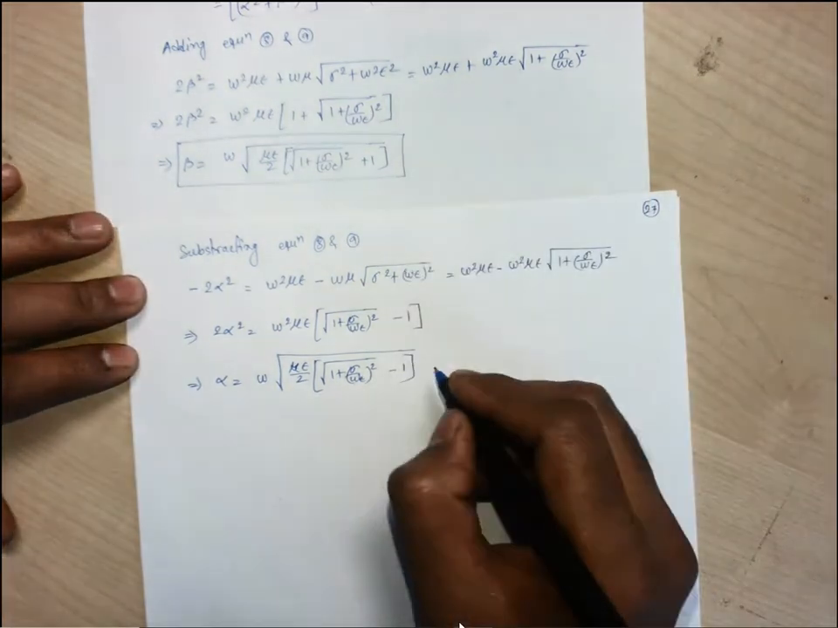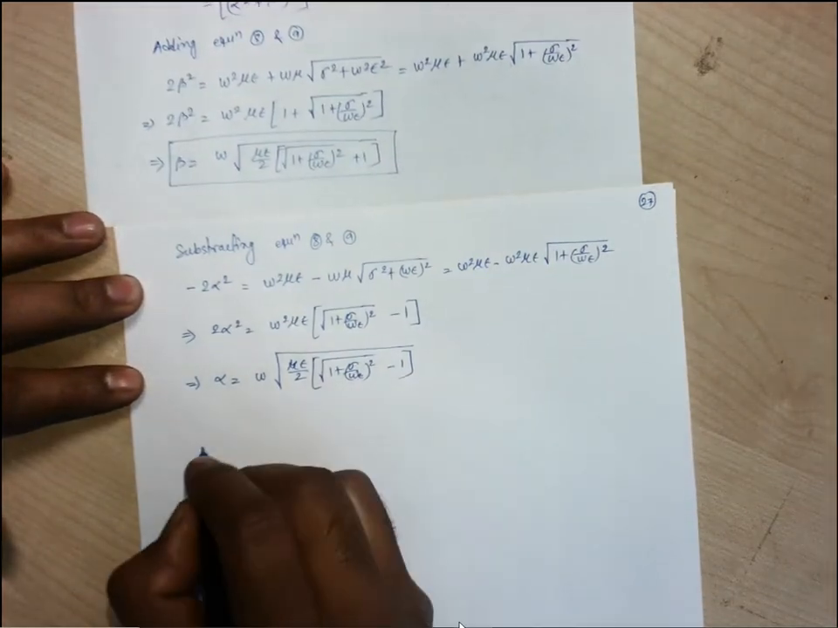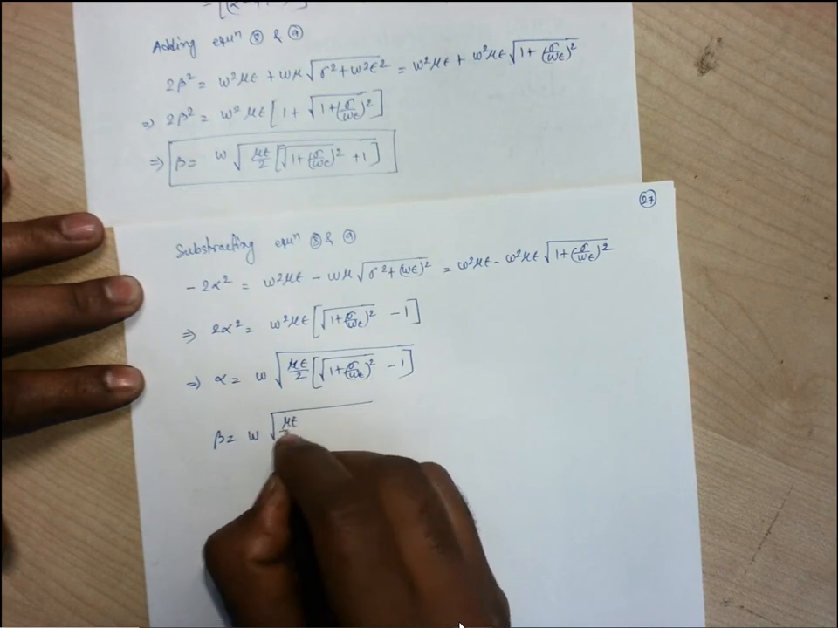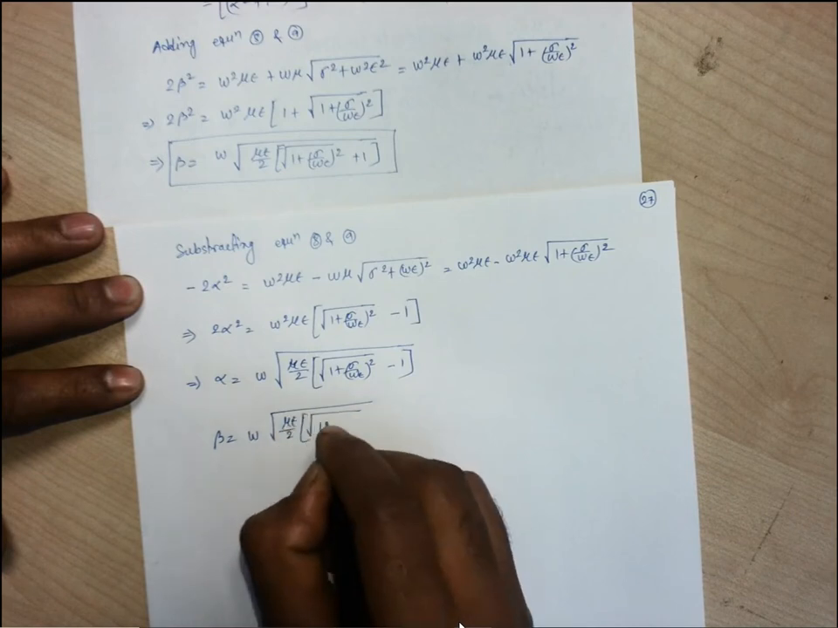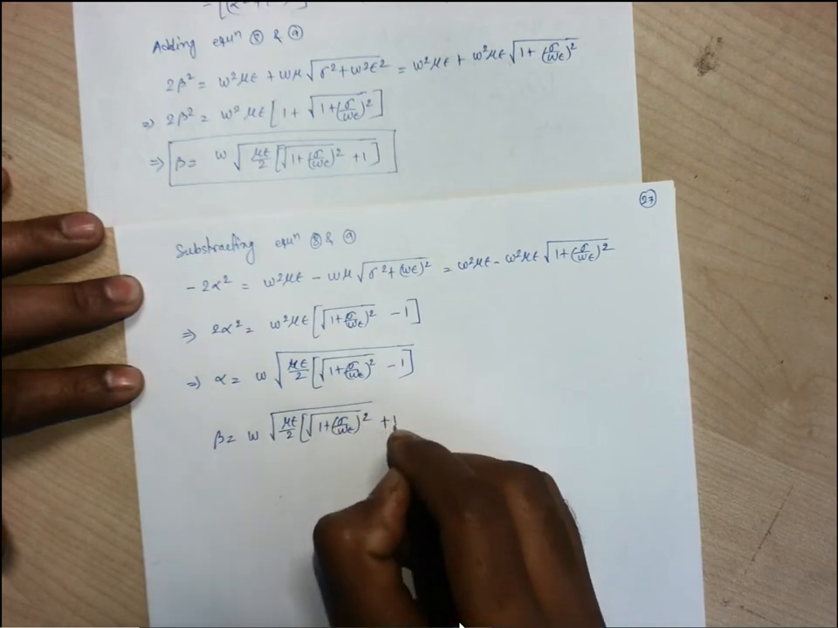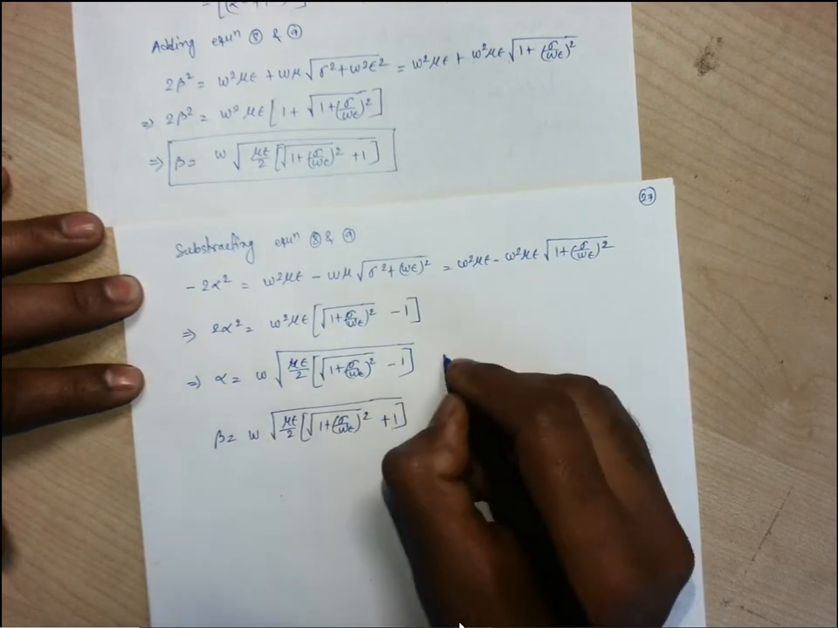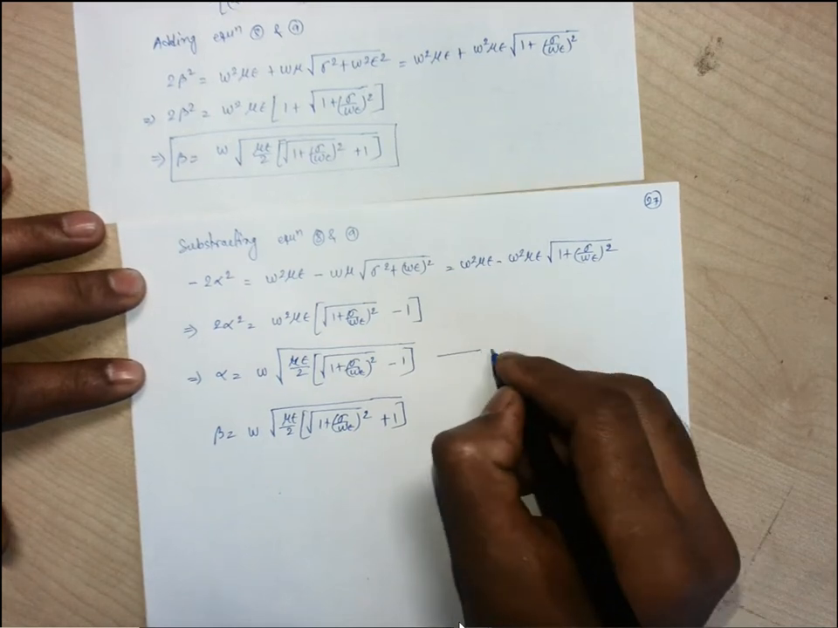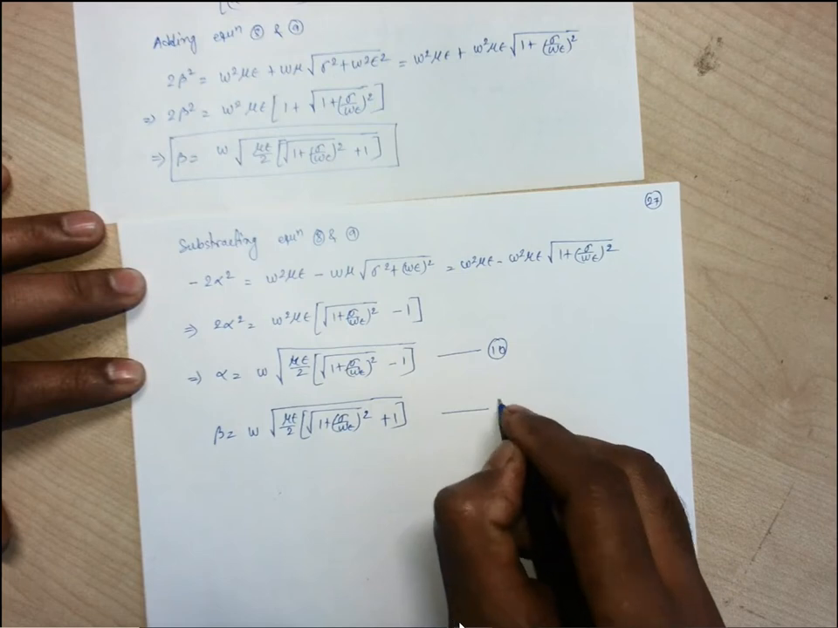Let us give, I am just writing this one again for beta. It is omega root over of mu epsilon by 2 into root over of 1 plus sigma by omega epsilon whole square plus 1. So it is, just give any equation, last one is 9, it is 10, it is 11.